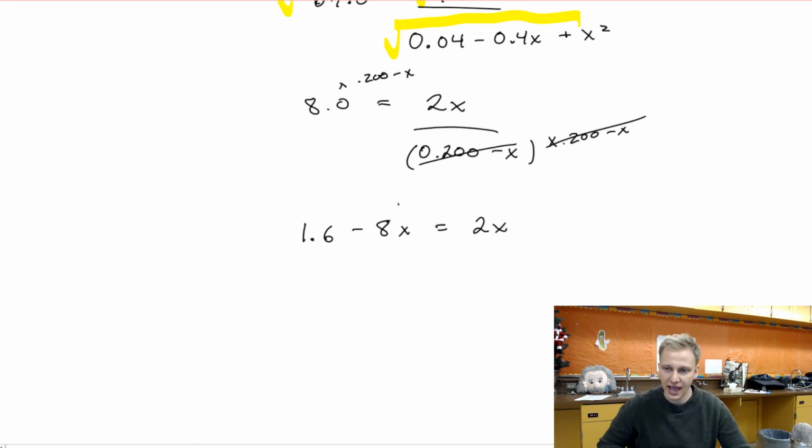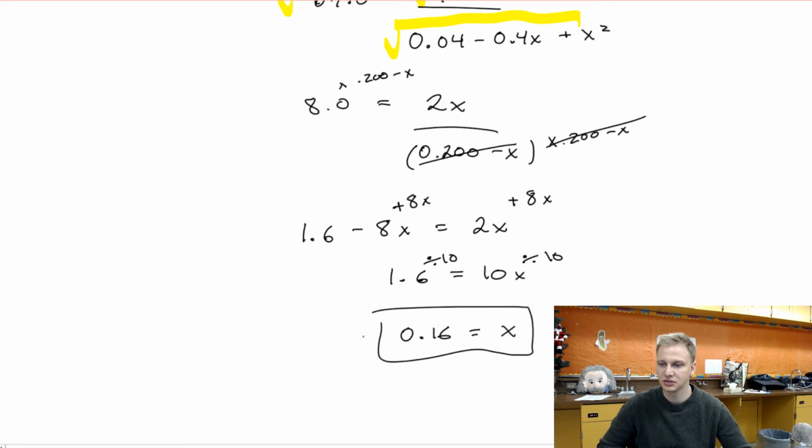What I'm going to do is add 8x to both sides here. Add 8x, add 8x. We end up with 1.6 is equal to 10x. We can divide both of these sides now by 10 to get the x by itself. And we end up with 0.16 is equal to x. So that's part of our solution there.